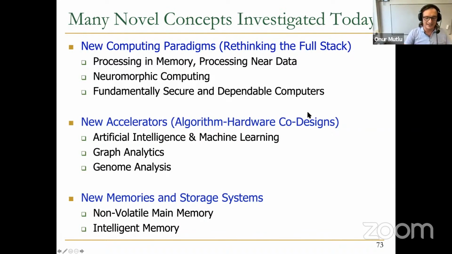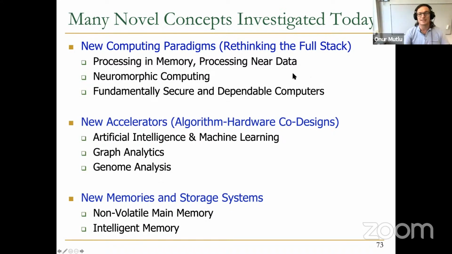We have talked about demanding applications. We have talked about technology scaling issues. And we also talked about the demands of the users, right? More energy efficient computing, higher performance, more reliable, safe, secure, private computing devices. To cater for all of those, today people are really investigating many novel concepts, both in research, as well as some of these research ideas that are actually now going into products.